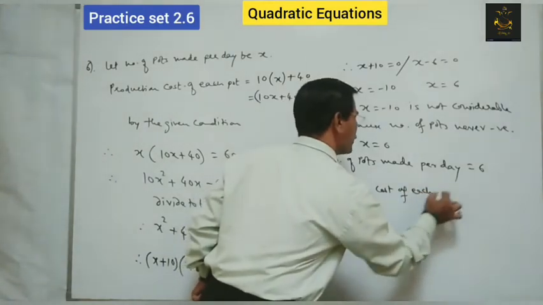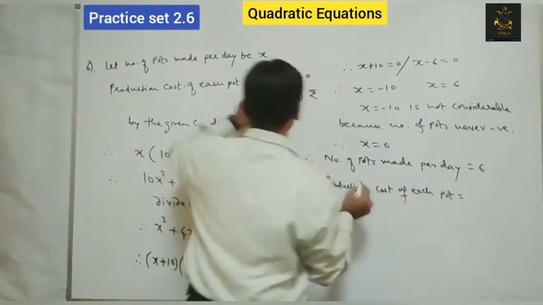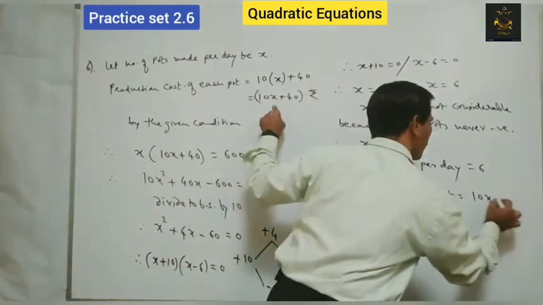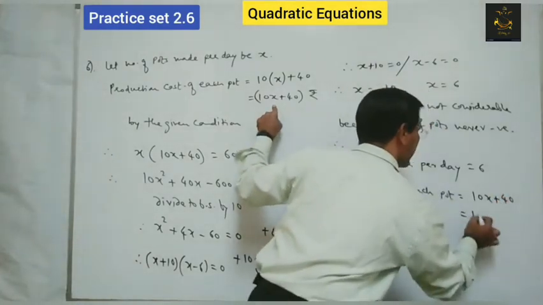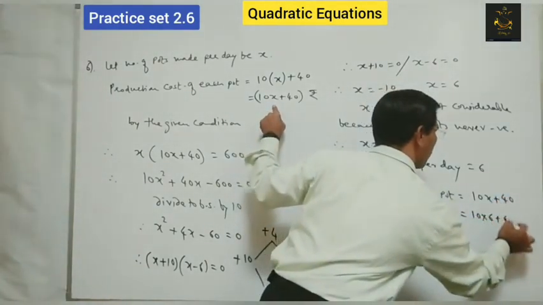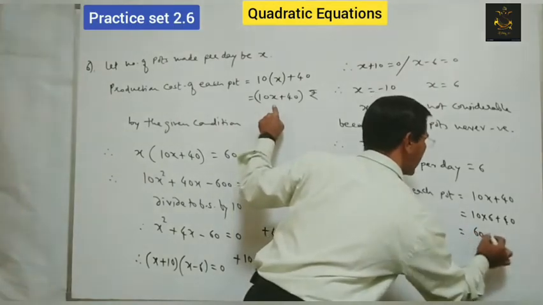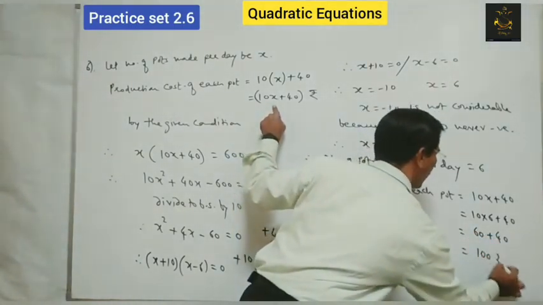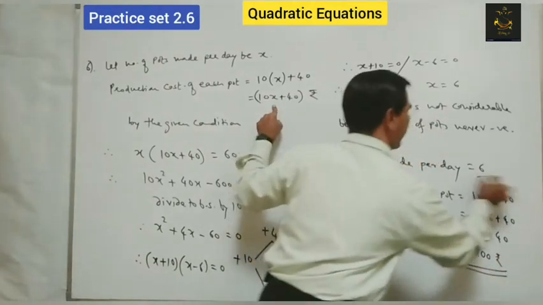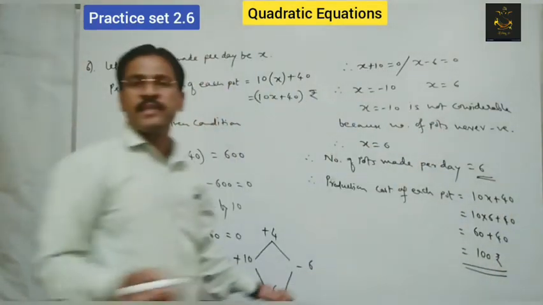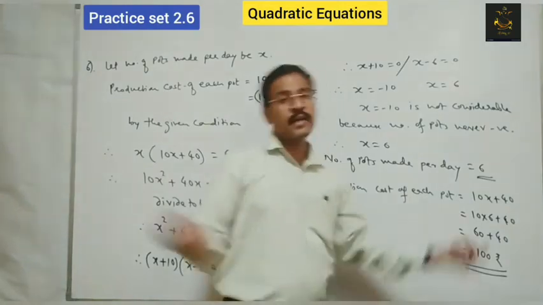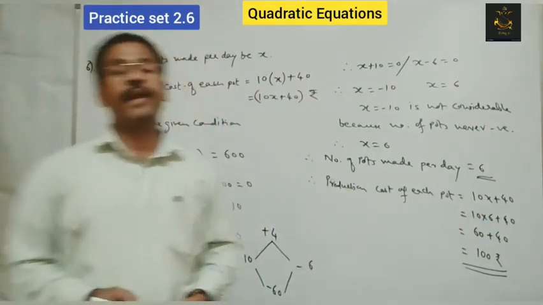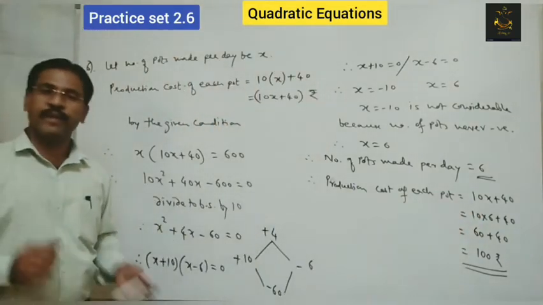Now, the production cost of each pot, that is 10x plus 40, no? 10 into 6 plus 40, that is 60 plus 40, this is 100 rupees. And verify, the total cost is what? 600. So 6 into 100 is 600. Like this, we can solve these kinds of examples.